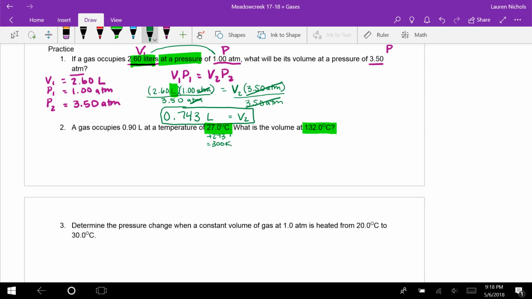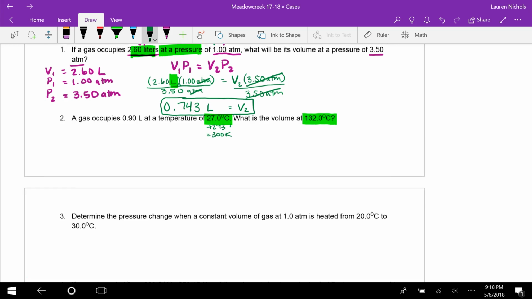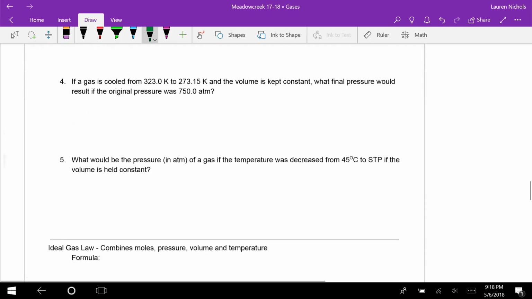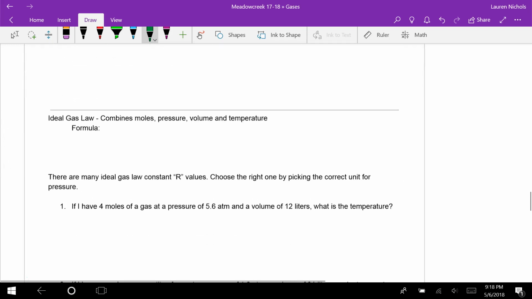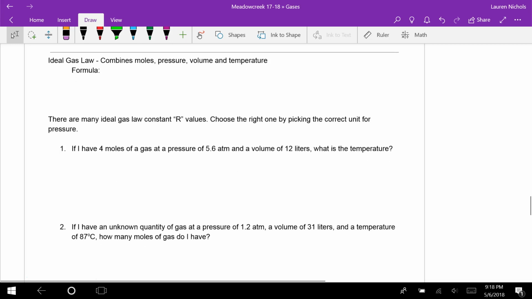So remember to always convert to Kelvin, and if you want to be able to check your answers, you can check your answers with either Miss Nichols or your current chemistry teacher. If you're in Miss Allison's class especially, your teacher has the answer key.